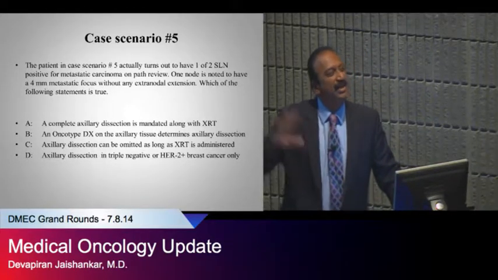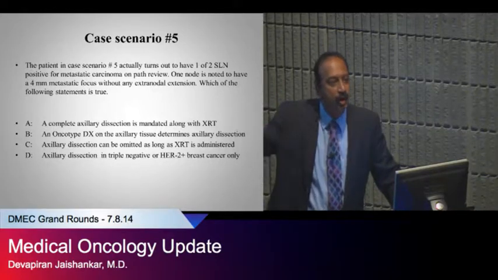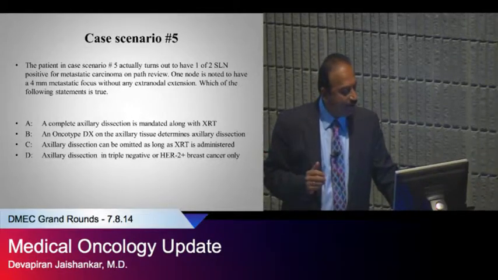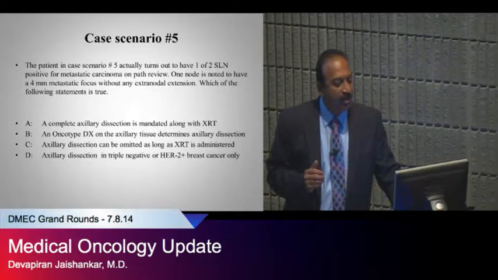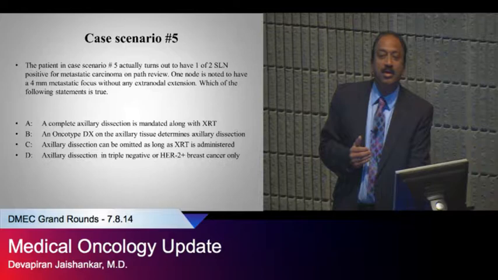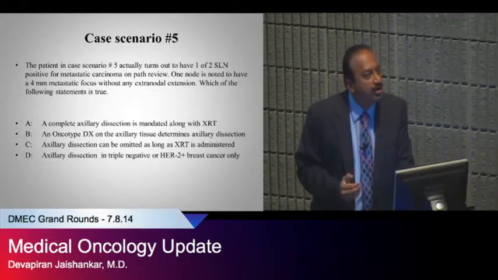Any takers? So basically the framework of that question is, you've got node positive disease. Do you go and grab the rest of the nodes or not? A, someone says complete the axillary dissection. And we should probably say that would be the right answer for the most part, and that would have been the right answer 3 years ago.